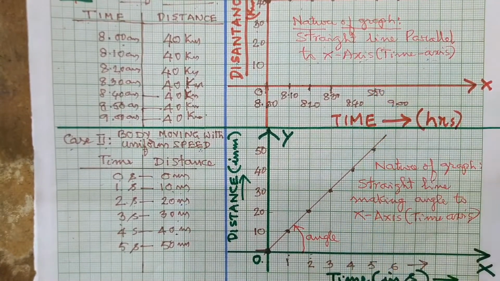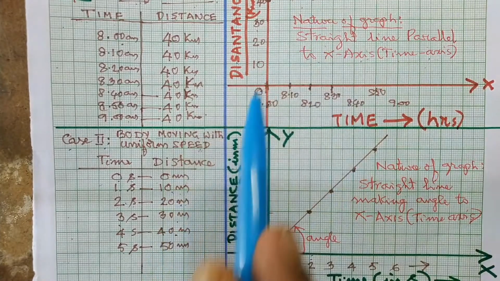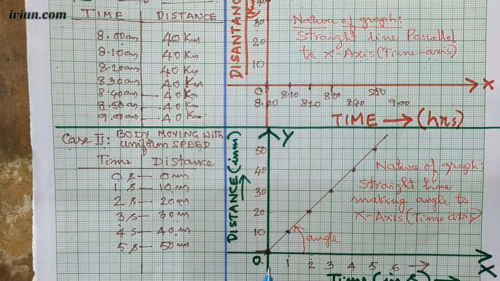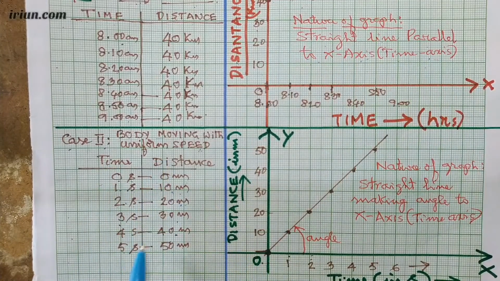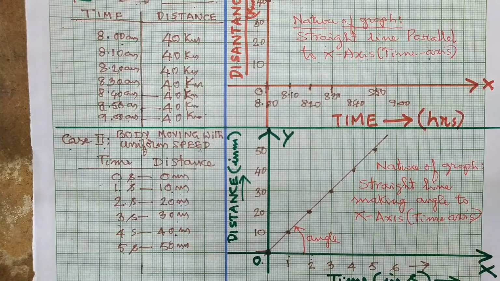This one and this. Observe carefully, this is the distance time graph. This is a body at rest. The nature of the graph is a straight line parallel to the x-axis, whereas for a body moving with uniform speed, the distance time graph is a straight line making an angle to the x-axis. This is inclined to the x-axis.